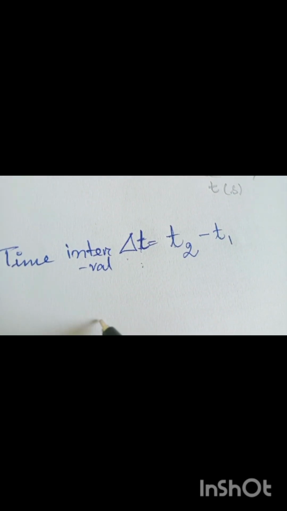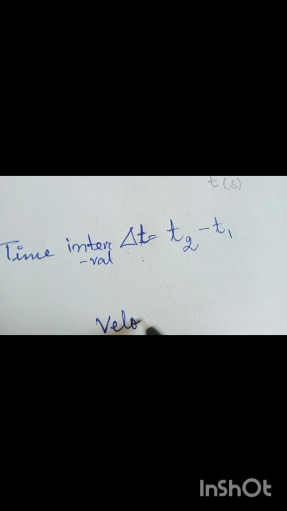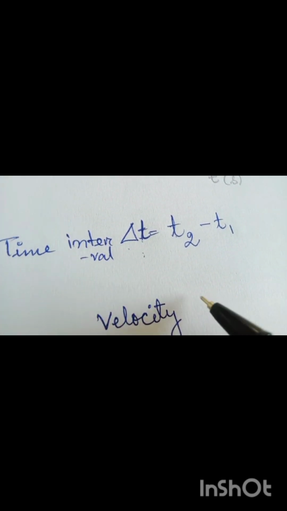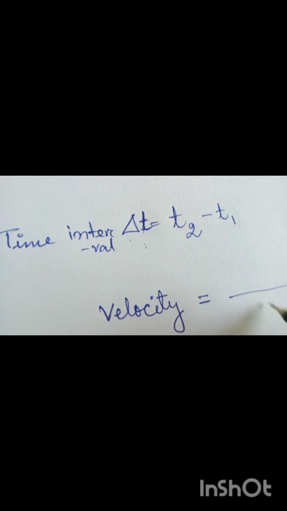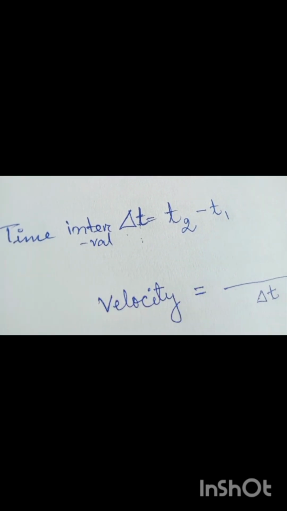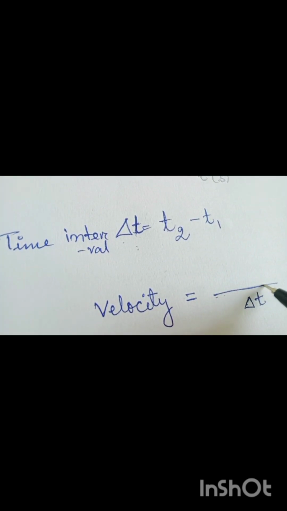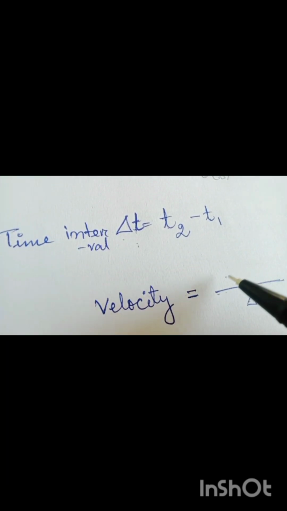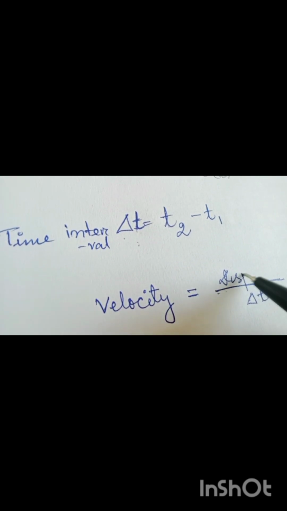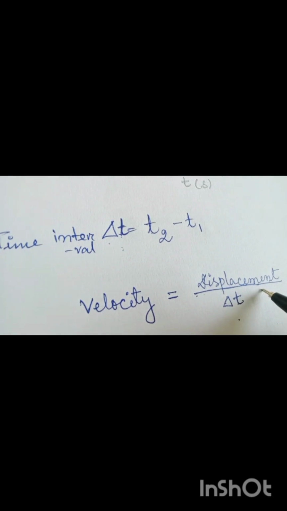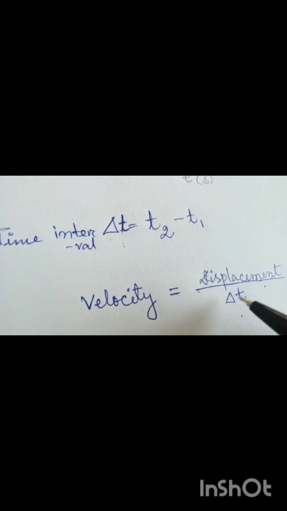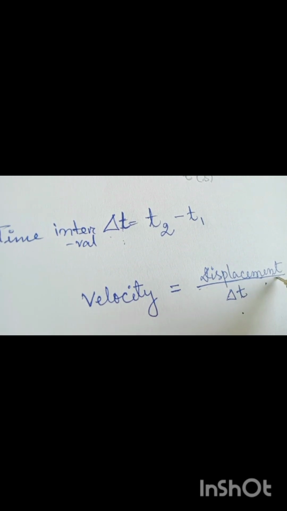To calculate velocity or speed, we will use this time interval delta t, and in the numerator it will be displacement. Velocity is defined as the ratio of displacement by time interval. So what will be the value of displacement? It depends upon the object, how much it is displaced.